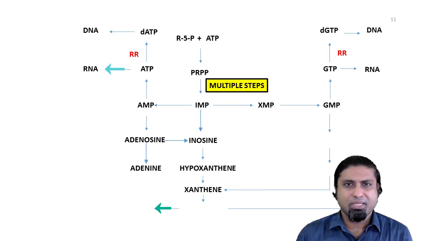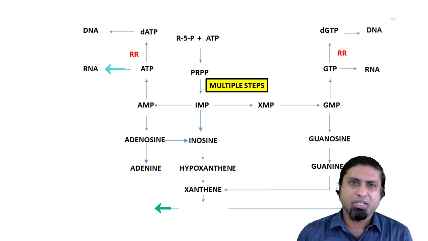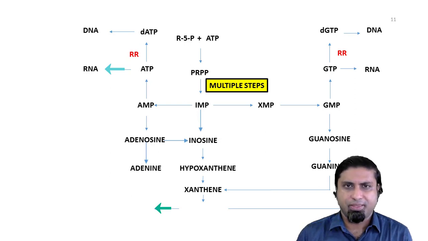Meanwhile, GMP gets broken down to guanosine and subsequently to guanine, which then gets converted to xanthine. Xanthine is then converted to the end product of purine catabolism, of purine breakdown, and that is none other than uric acid. Uric acid is then unceremoniously thrown out of the body through urine.